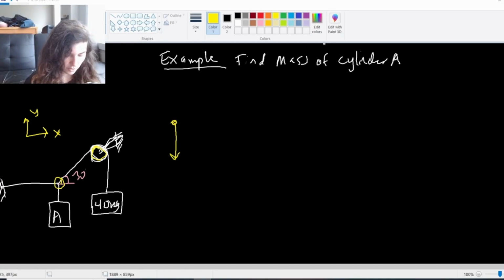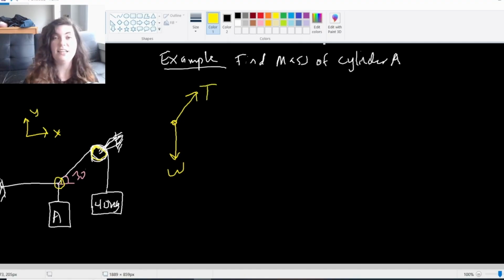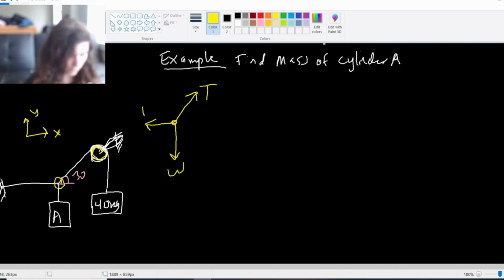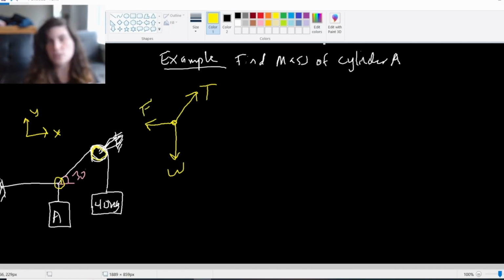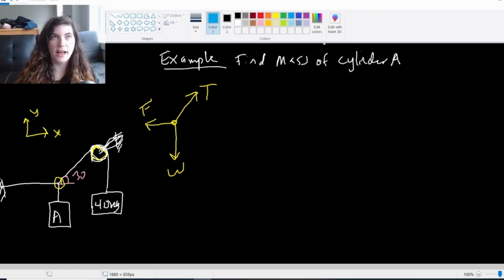I have the weight from cylinder A, which I'm going to just call W for now. I have the force, which I'm going to call T, the force coming through the tension of the cable that goes over the pulley. And then I have this force, I'm just going to call it F, that goes straight into the wall. Okay, so now I have my free body diagram. I know my coordinate system, and now we need to find out what the mass of A is.